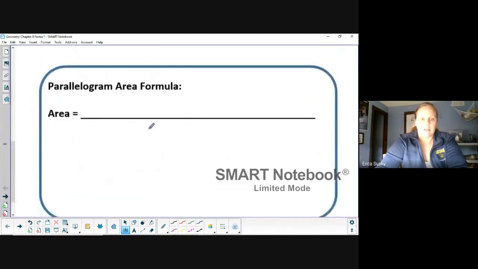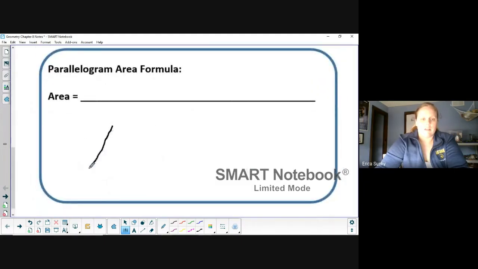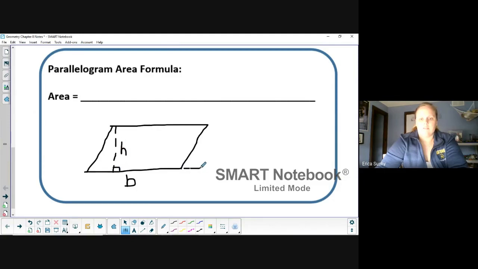All right, now for a parallelogram, the shape looks like a rectangle, but it's slanted. And so we still have the base at the bottom, but the height still needs to be perpendicular. And so we have to draw a straight line down from the top, and that would be our height. You might also see it off to the side like this, and that could be the height as well. But because it's just a slanted rectangle, the formula is still the same, base times height.